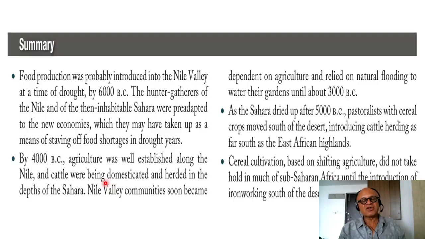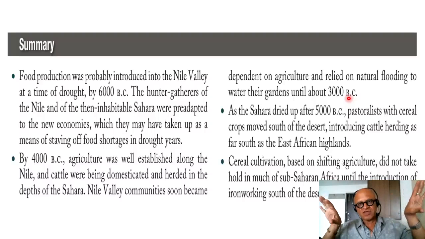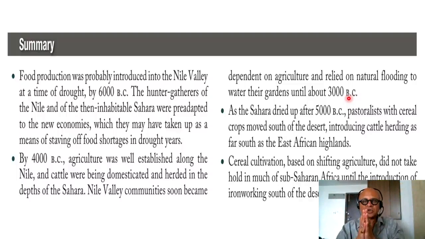By 4000 BC, agriculture was well established along the Nile, and cattle were being domesticated and herded in the depths of the Sahara. Nile Valley communities soon became dependent on agriculture and relied on natural flooding to water their gardens until about 3000 BC. So during the Green Africa, you saw that civilization spread out into West Africa, especially following the water from the Nile, but as aridification or droughts began and the greening was over, they began to come back to the Nile, and you can see some of that here.